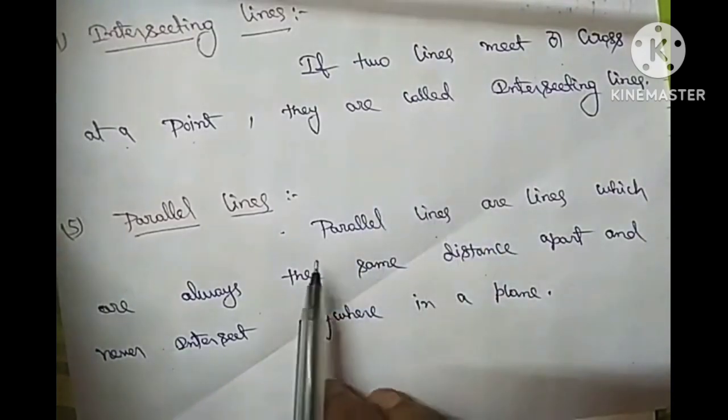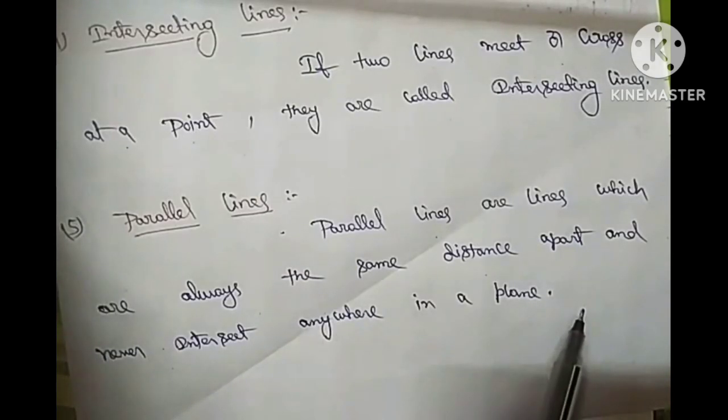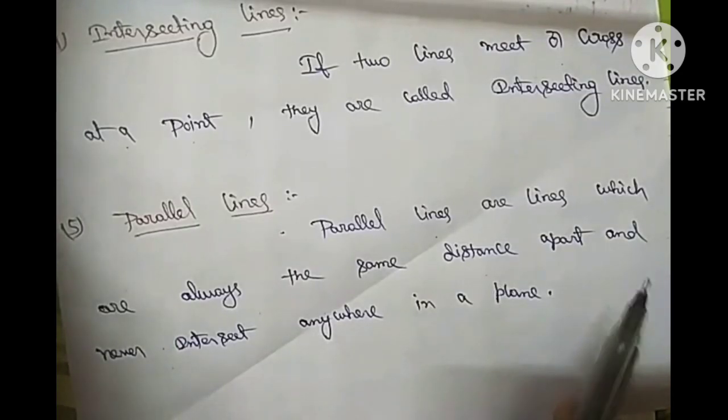Like that, parallel lines always maintain the same distance between the two lines. If the same distance is maintained up to infinity, then there will be no meeting point between those two lines anywhere in a plane. They will never intersect because they always maintain the distance between the two lines up to infinity. That's why we call them parallel lines, because they never intersect or meet with each other. They always maintain the same distance between those lines.